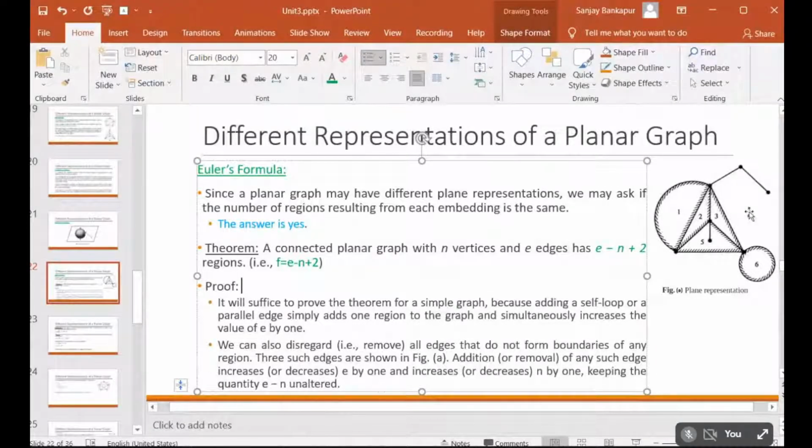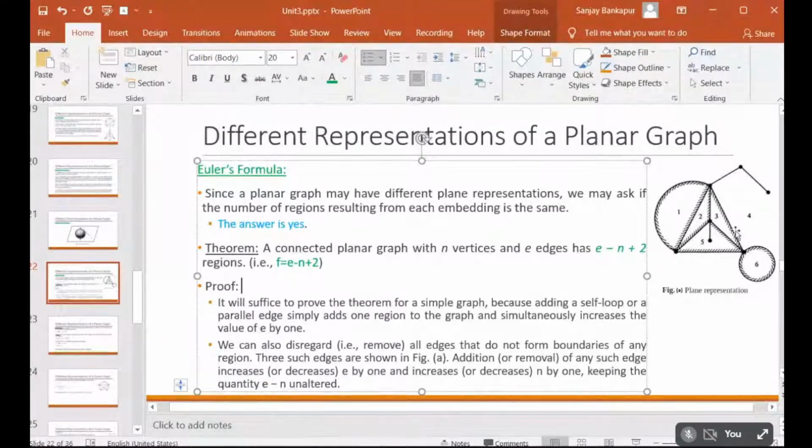Can someone quickly apply this? 1, 2, 3, 4, 5 and 6 vertices. Edges: 1, 2, 3, 4, 5, 6, 7, 8, 9, 10, 11 edges. 11 minus 5? No, not 5. 7. 1, 2, 3, 4, 5, 6, 7. 11 minus 7 gives 4. 4 plus 2, it is 6.